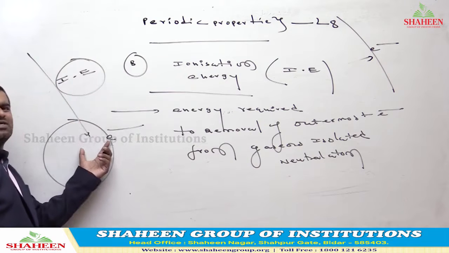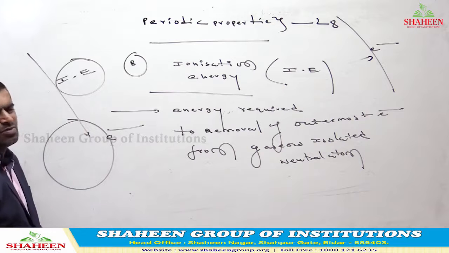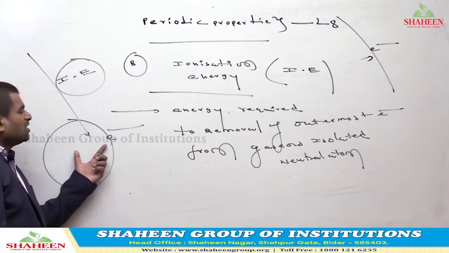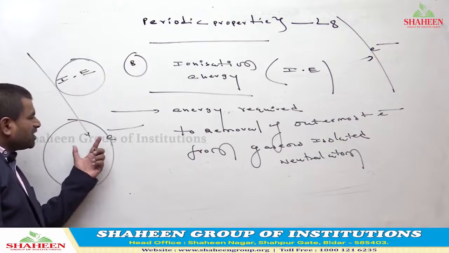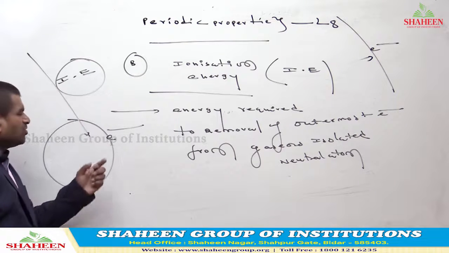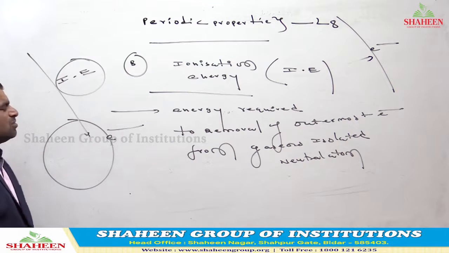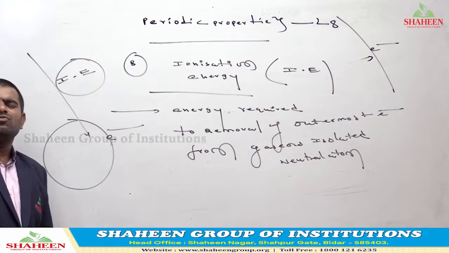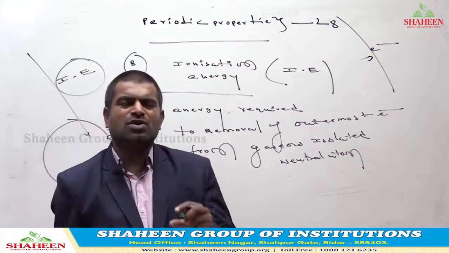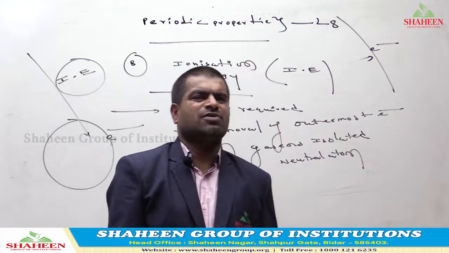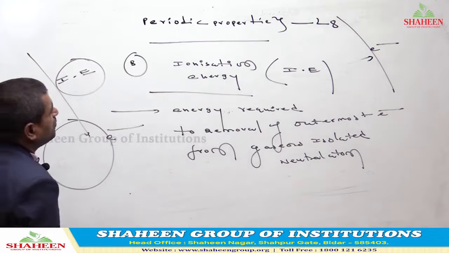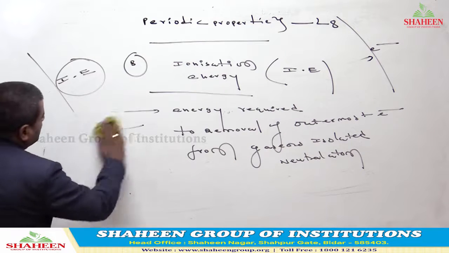If nuclear attraction is less, ionization energy is less. Remember students, whenever nuclear attraction increases, removal of the electron from the atom is very difficult, so the energy required for removal of this electron is more. Down the group, atomic size increases, which means the nuclear effect on the outermost electron is very less. That is why, generally, ionization energy decreases down the group.